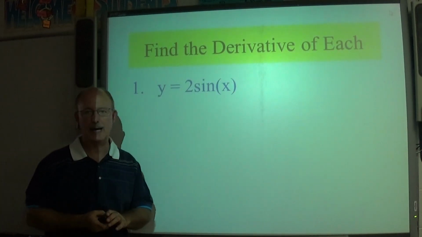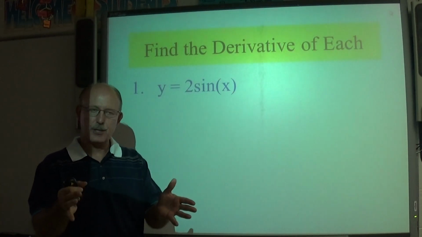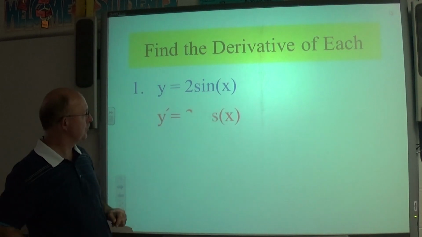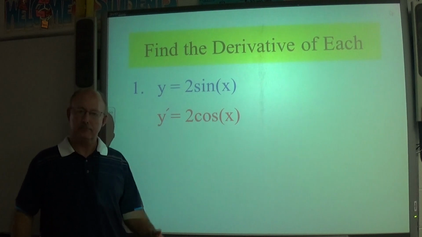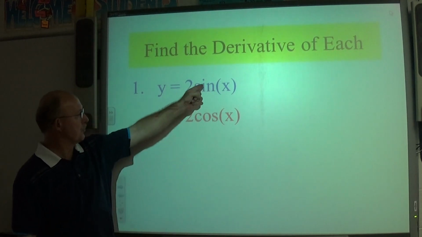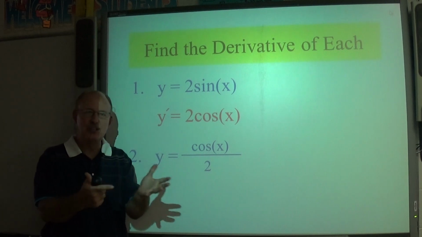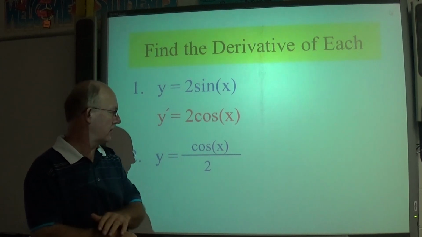Let's do 2 sine x. And we said the derivative of sine is cosine. So the derivative of 2 sine x will be 2 cosine x. There you go. If you know what the derivative of sine is, easy to do. Let's try another one. We're doing a couple of simple examples here. We'll do a little bit harder ones on the next video.